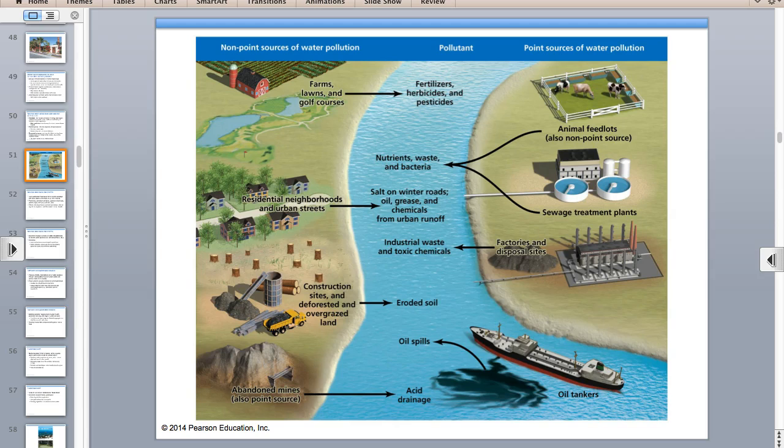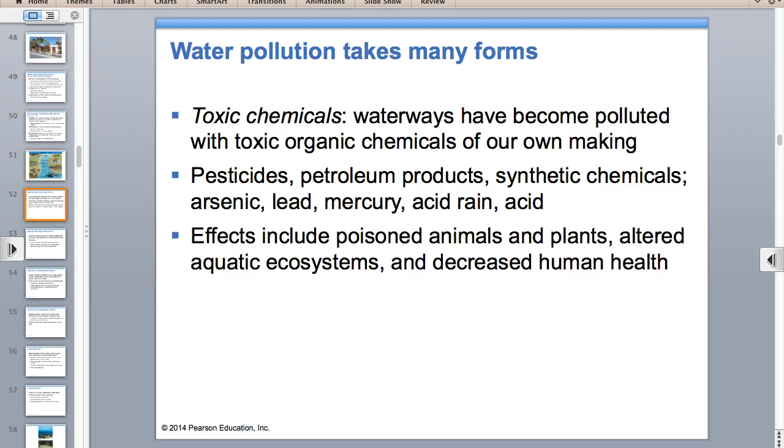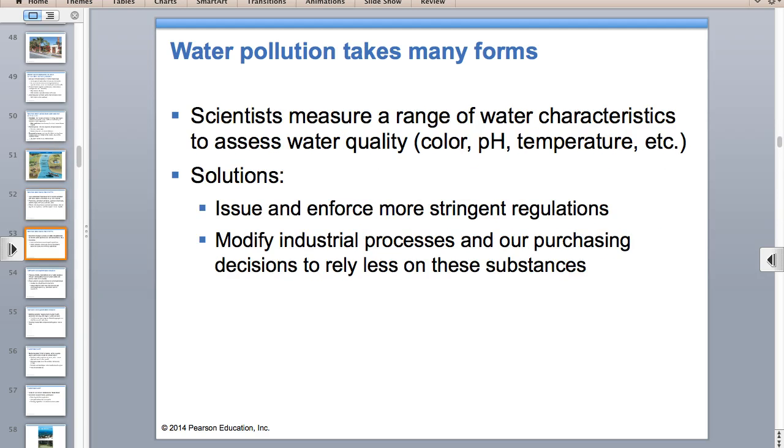And I said that if you have just one pile of mine tailings, which is the leftover stuff after you remove the ore, if it's just one pile you can point to, that's point source. But if you have a large mining compound with many, many acres, then that's non-point. Water pollution can have many forms.